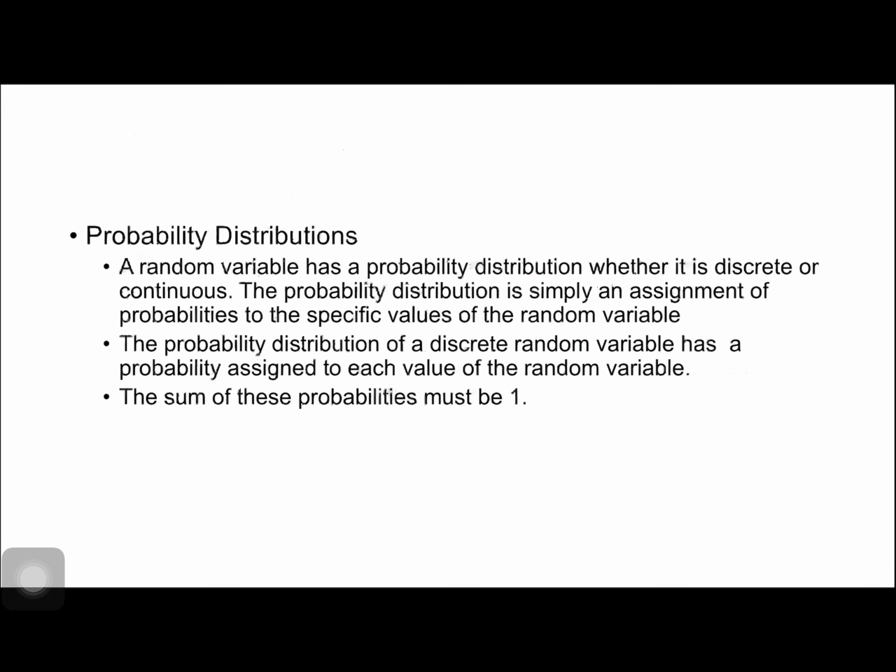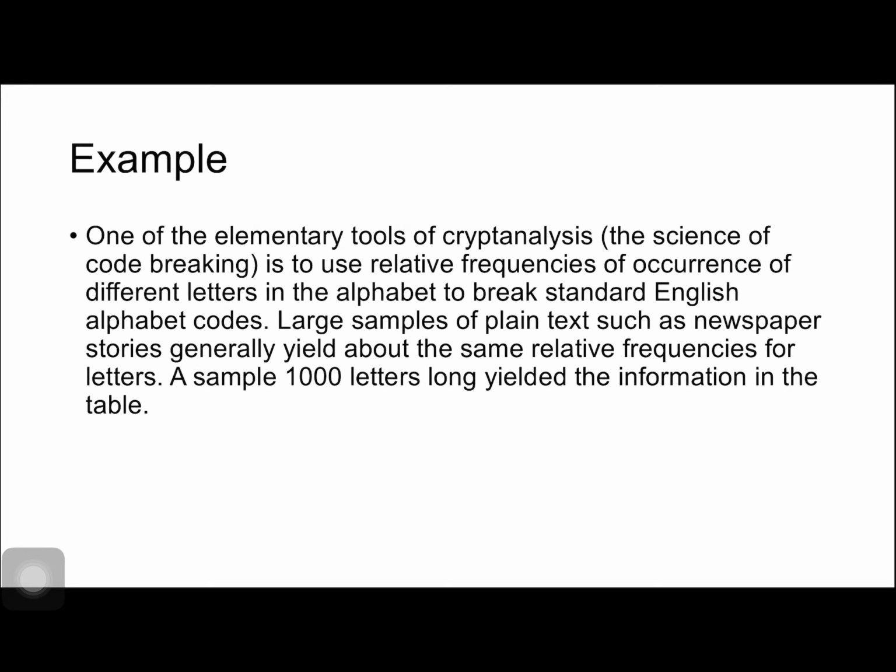For probability distributions, a random variable has a probability distribution whether it is discrete or continuous. The probability distribution is simply an assignment of probabilities to specific values of the random variable. Okay? Again, how do we assign probabilities? It is by intuition, relative frequency, or equally likely outcome. The probability distribution of a discrete random variable has a probability assigned to each value of the random variable, and the sum of these probabilities must be equal to 1.